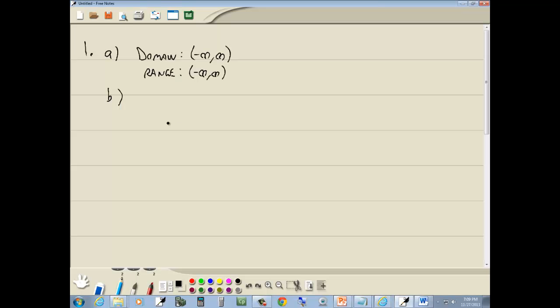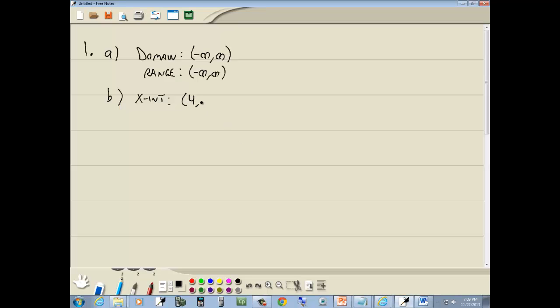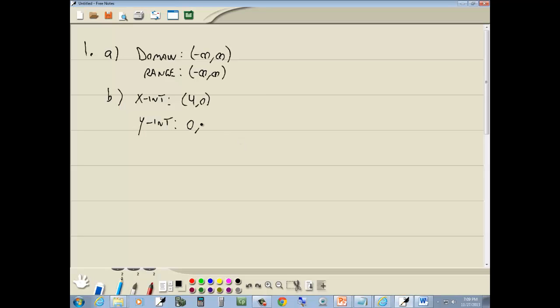Now B asks us to find our intercepts. So let's look at the x-intercept first. The x-intercept is where it crosses or touches the x-axis, which looks like it's (4, 0). Now our y-intercept. Our y-intercept is where it touches or crosses the y-axis, which is (0, 2).